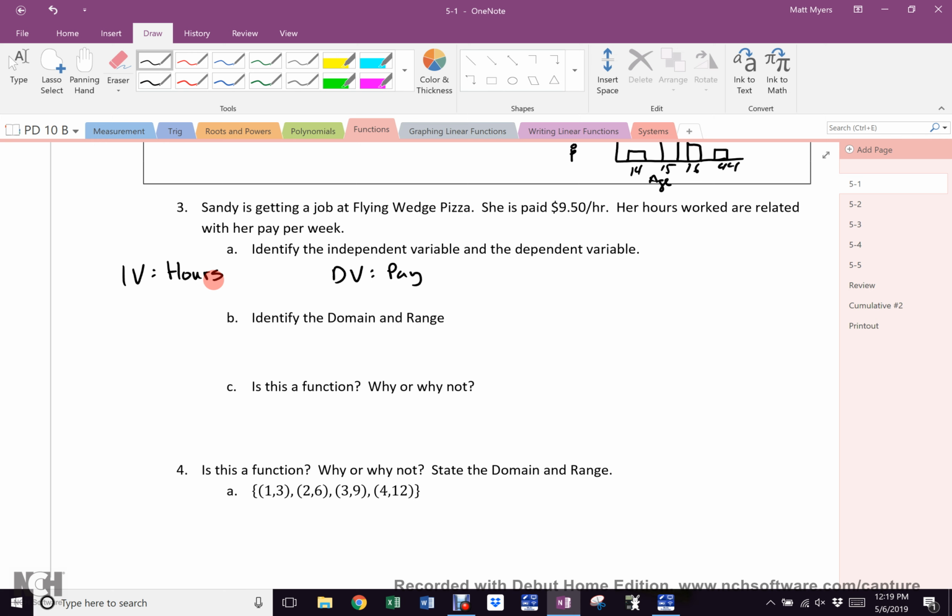Everybody good? All right, now let's identify the domain and range. Which is the domain? The set of independent or the set of dependent? Independent. So my domain is this set. Now I'm going to put a restriction on this domain. Sandy can only work whole numbers of hours, and as with everywhere in British Columbia, she can only work a maximum of 8 hours in a day. Everybody cool? So what is the domain of this relation?